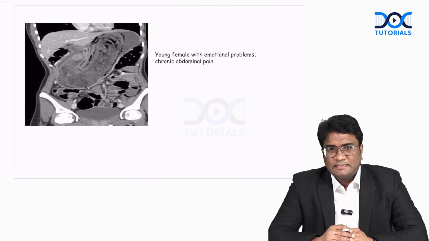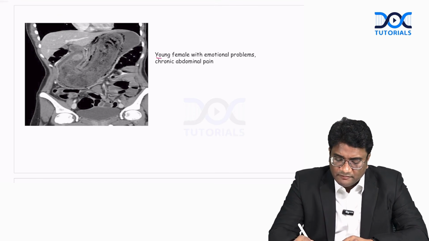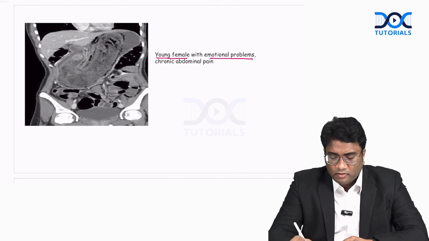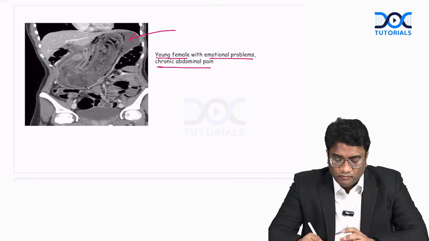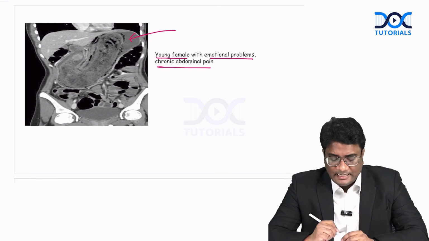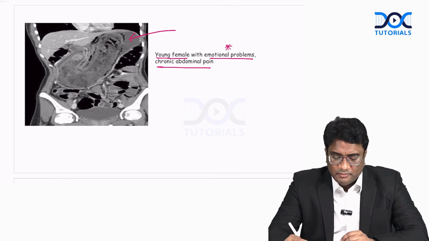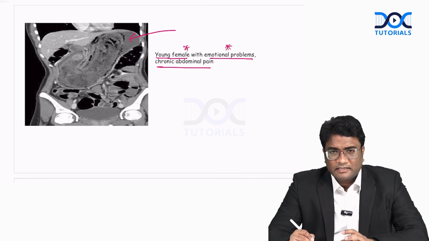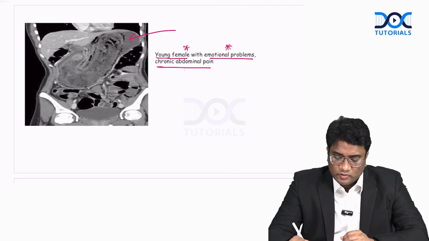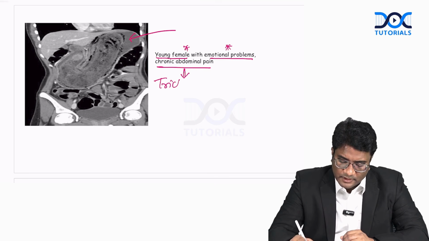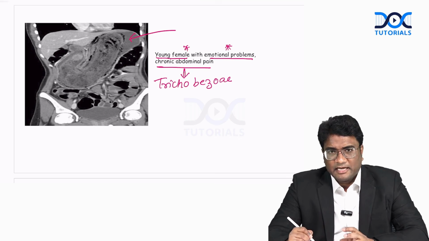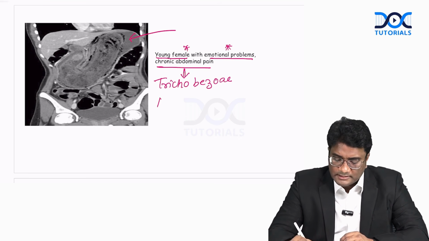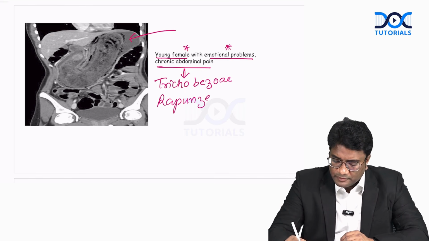And what do you see on this coronal CT scan image? On this CT scan image, from a young female with emotional problems and chronic abdominal pain, you can see a distended stomach with lots of mottled air lucencies inside. And because of the emotional problems, young female, you should suspect the trichobezoar. So this is trichobezoar. There is a distended stomach with air pockets within the stomach cavity. This is trichobezoar, also called Rapunzel syndrome.